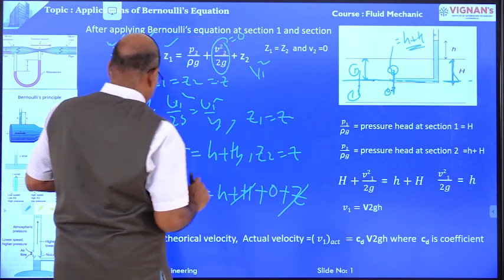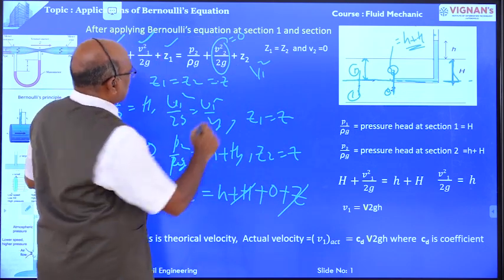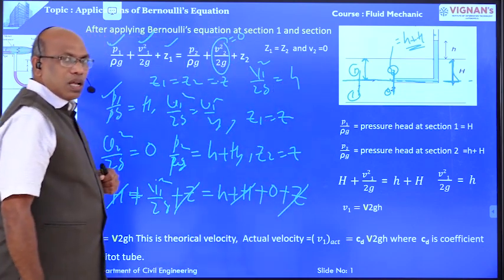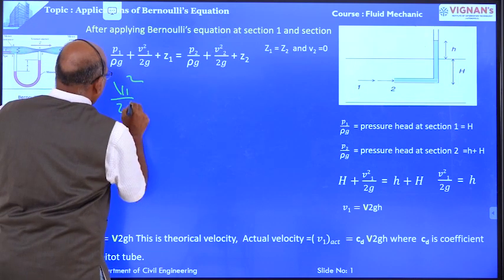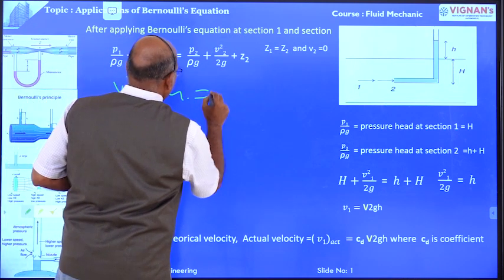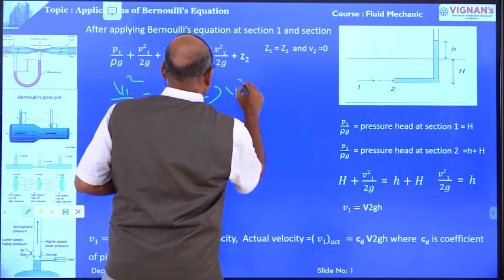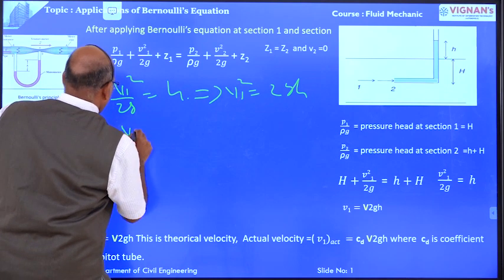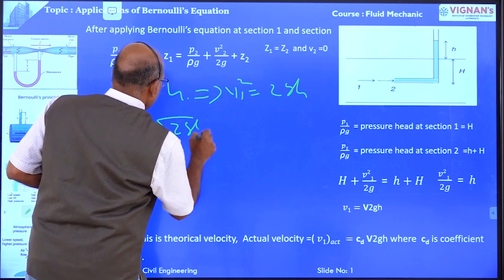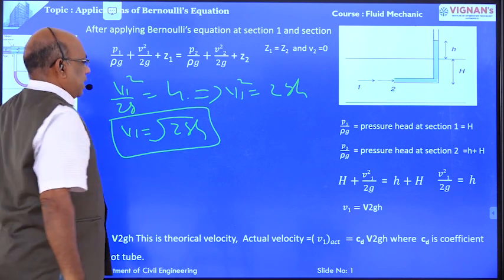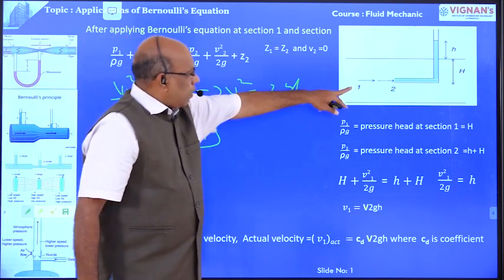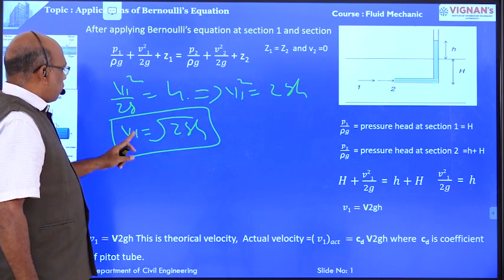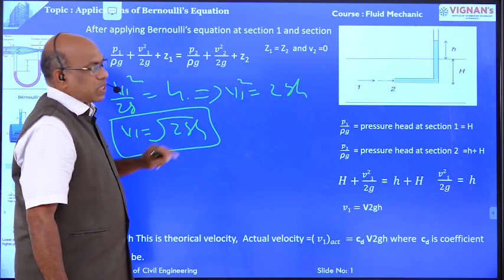V1 square by 2g is equal to small h, or V1 square is equal to 2gh, or V1 is equal to root 2gh. This is the velocity. Velocity in the channel or pipe flow is determined by using this equation. V1 is equal to the square root of 2gh.